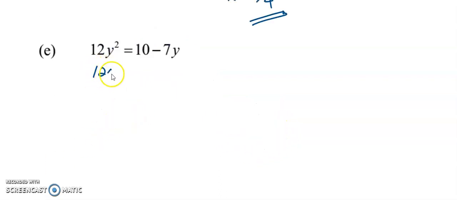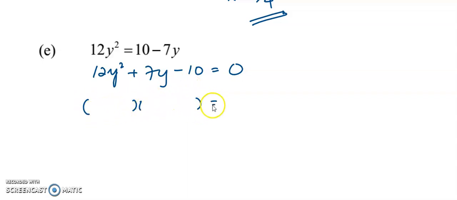For this example, again, I need to make it into the general form first. Move every term to the left hand side and leave the right to be 0. Then consider every coefficient, if you have any common factor. If it cannot be simplified anymore, you can start with your factorization. Because of the 12y square, it can be 12 multiplied by 1, 6 multiplied by 2, 4 multiplied by 3. Let's try 4 multiplied by 3. Okay, I try 4y multiplied by 3y, to get the 12y square.